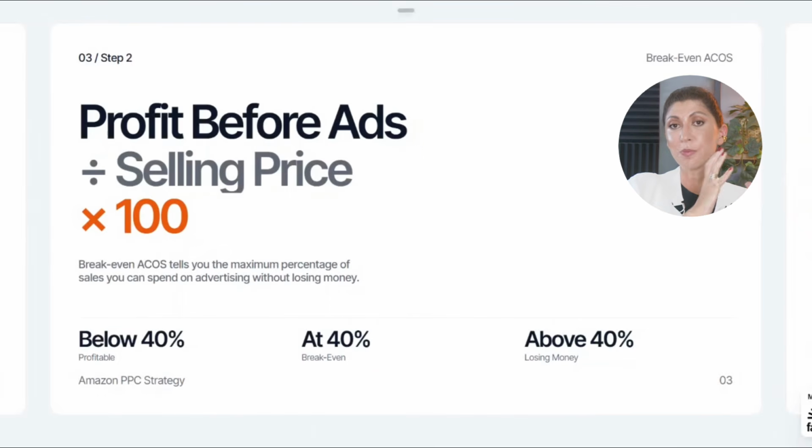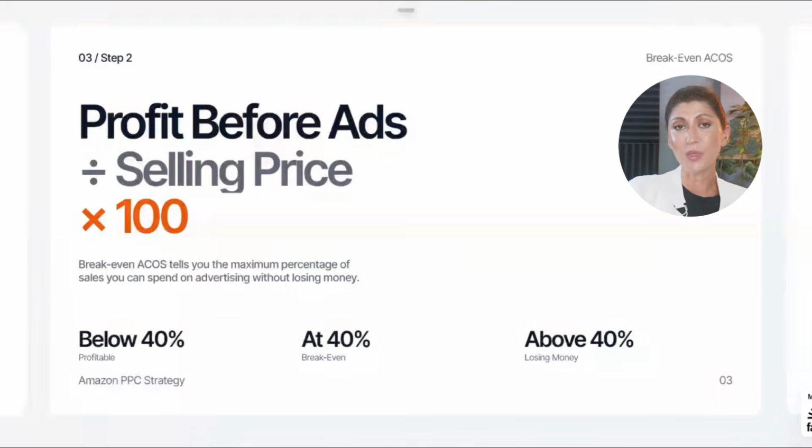This is the formula that you need to use in order to assess and know your break-even ACOS, and it's very simple, and you need to use it per product. Your profit before ads, which we calculated in step number one, divide that by the selling price and multiply it by 100 so that it gives you a percentage.